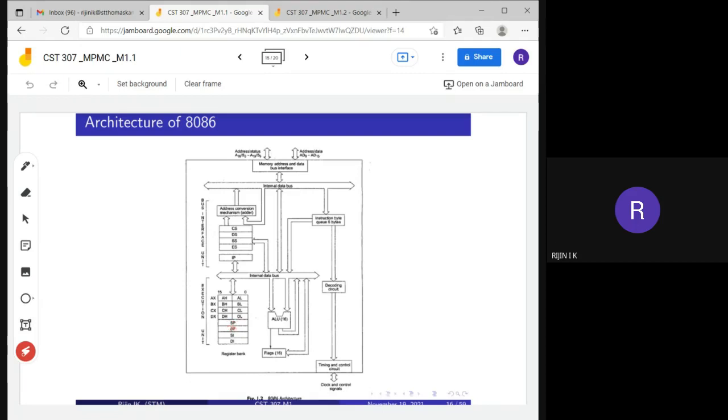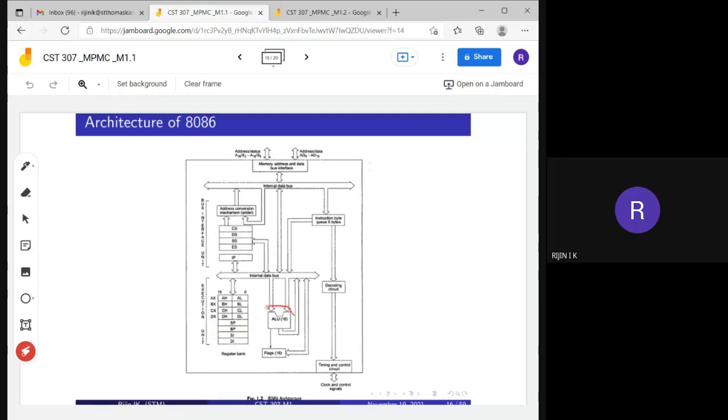We know the stack pointer. What is the duty of a stack pointer? It will point to the top element in the stack. Then the two index registers are the source index register and the destination index register. So these are the 2 pointers and 2 index registers available in 8086.